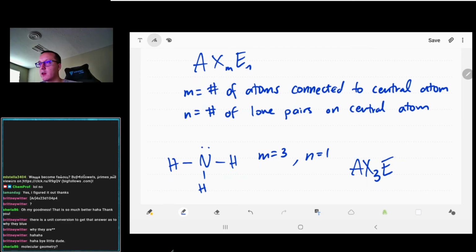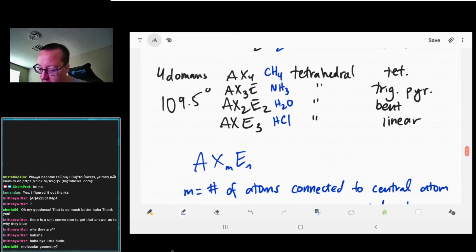So that's how we would assign the shorthand to this molecule. We would look at it and say, okay, we've got one lone pair on it. We have 3 outer atoms, so we would call that AX3E. And then going back to our chart, AX3E is trigonal pyramidal molecularly and tetrahedral electronically, with 109.5 bond angles, etc. So, crash course in molecular geometry, done! Hooray!